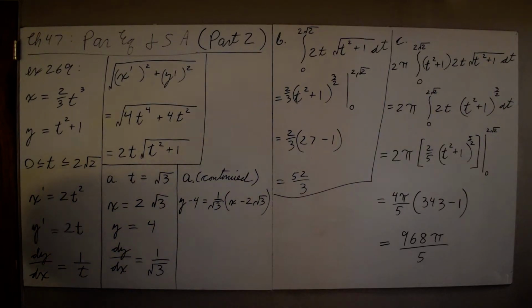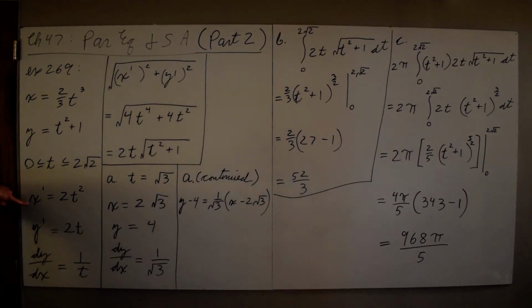And so the parametric equations were given. x is 2/3 t cubed, y is t squared plus 1, and t ranges from 0 to 2 square root of 2, which is also the square root of 8. Now, because this has 3 parts to it, and we're going to reuse some of our calculations, I'm just going to do some preliminary calculations before we even start part A.